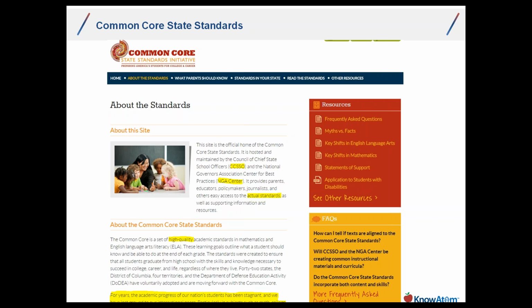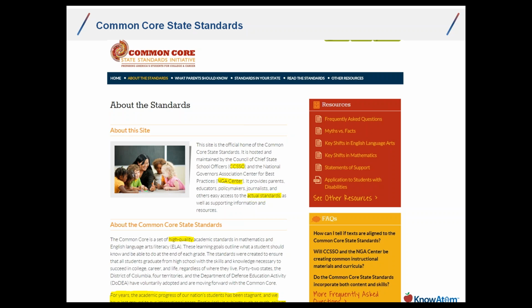And you'll see, this is 2015, just a screenshot from the Common Core Standards website, you can see the language is still hinting at tension. You can see I highlighted here actual standards, that this website is providing educators, policymakers, journalists, and others easy access to the actual standards, as well as supporting information. And then a little further down, Common Core is a set of high-quality academic standards in mathematics and English language arts. So there's a little bit of a tone, and if you go through all the material, there's a sense of being on the defensive here, and there's also a kind of a vision, which you see down the bottom.